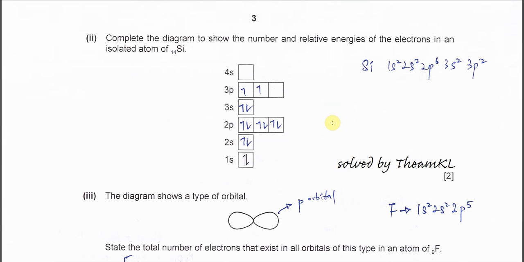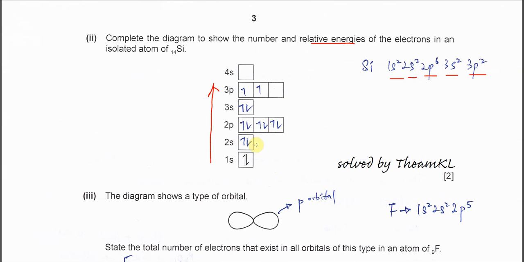Part 2. Complete the diagram to show the numbers of relative energies of electrons in silicon. So first you need to find the electron configuration for silicon. It's 1s2, 2s2, 2p6, 3s2, 3p2. Okay, so you just fill up the orbital diagram, following the rules. It must go from lower energy level to higher energy level.